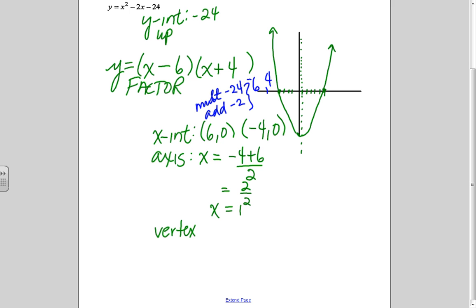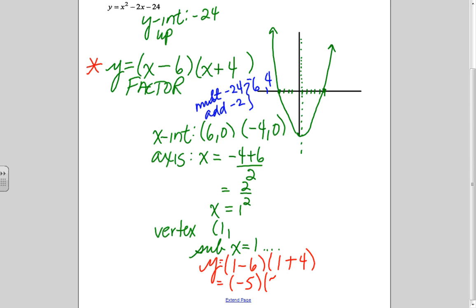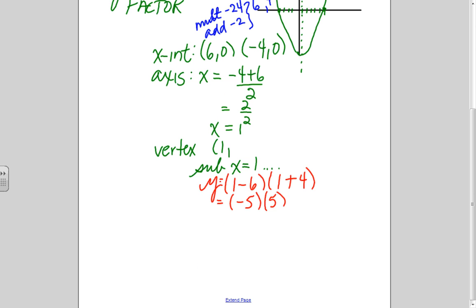So to find the y value of the vertex, I'm going to substitute x equals 1. If I put 1 into the equation, I'm going to use the factored form, because I can do that faster in my head. y equals 1 minus 6, and put a 1 in for this x as well, 1 plus 4. Minus 5 times 5. Here we go. Minus 25. My vertex is 1 and negative 25.